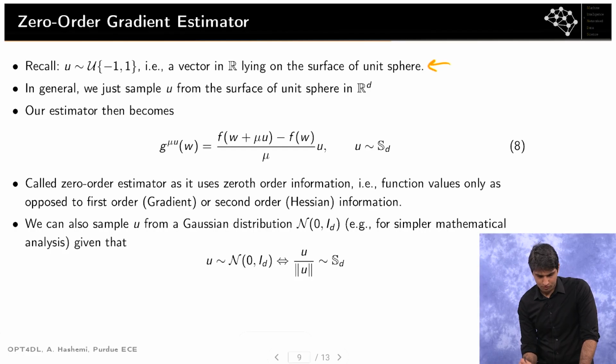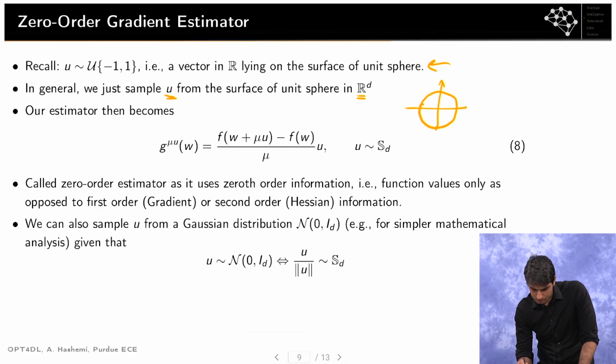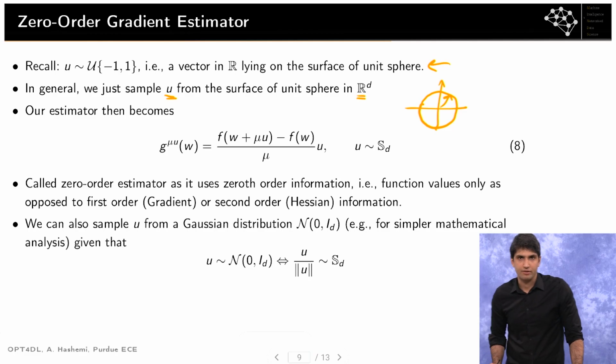This is what it said. So we select a random direction on the surface of the unit sphere. Now, if we are in multiple dimensions, we are still going to do the same thing. Okay? We are still going to sample u uniformly from the surface of the unit sphere, but now our unit sphere is in R^d. Okay? So in particular, if d is equal to 2, this is how the unit sphere looks like. So I'm going to sample a vector on the surface of this circle, basically.